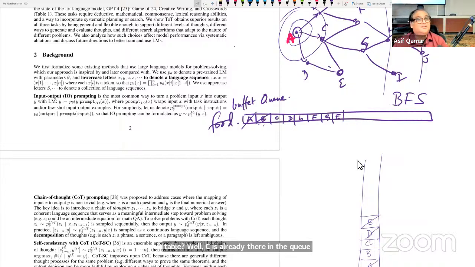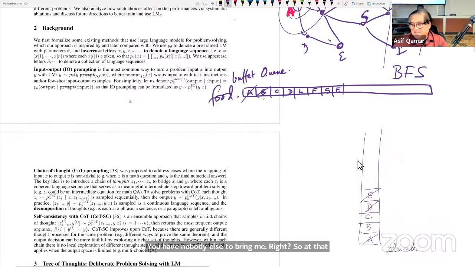You have nobody else to bring, right? So at that moment, effectively, a backtracking takes place. What happens is you have to go back to C. The next guy on the top is C, isn't it? So you go to C, feed C.